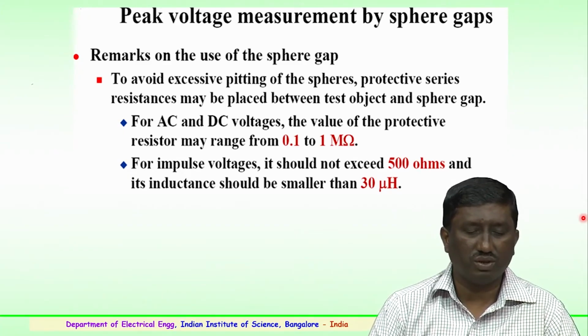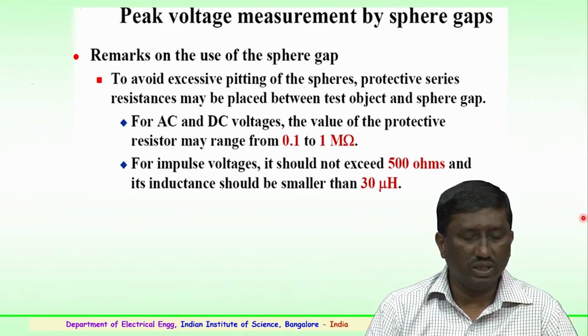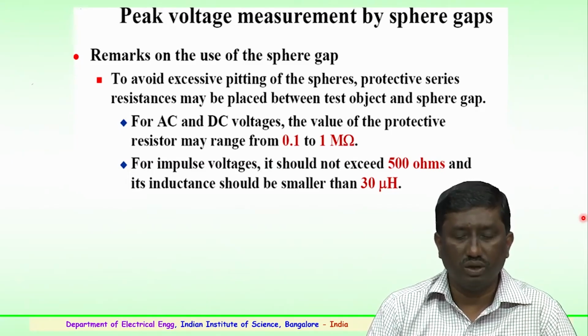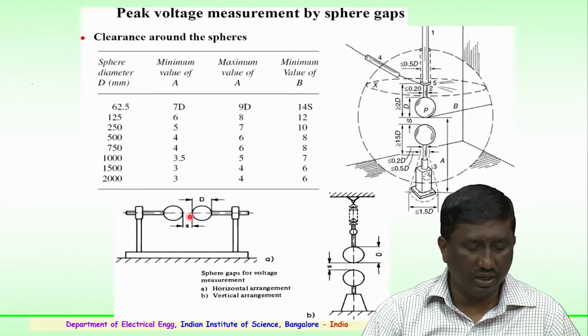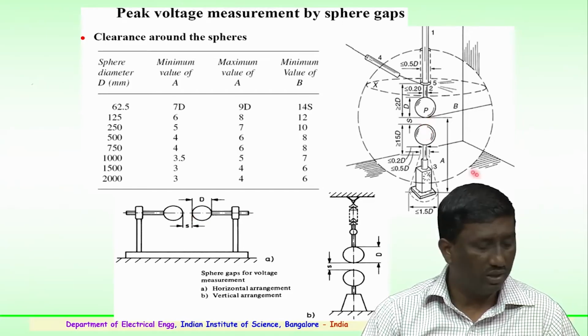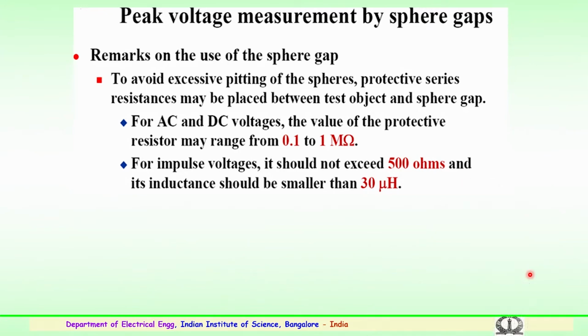Few observations on the use of sphere gap. It is advisable to see that excessive pitting on the spheres is avoided. During continuous breakdown, there could be pitting near the edges on the sphere gap. It could be here or here. These have to be properly checked so that pitting never appears, because the values which could be obtained will be different in case the pitting is excessive.